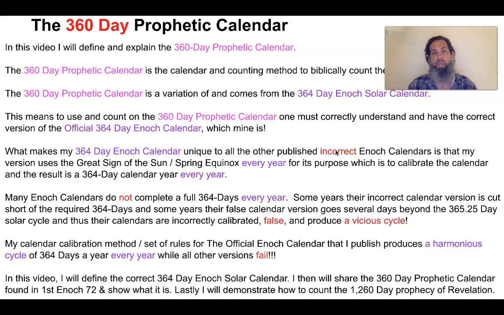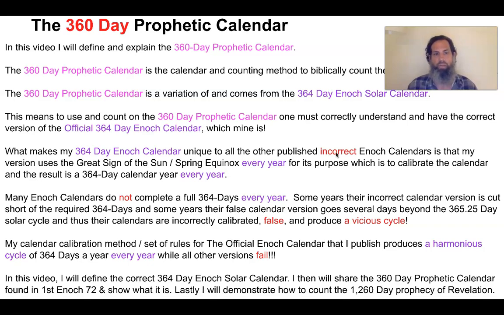And the purpose of the spring equinox is to calibrate that new calendar year, and the result is a 364-day calendar year every year upon the spring equinox. Many Enoch calendars do not complete a full 364 days every year. Some years, their incorrect calendar version is cut short of the required 364 days, and then other years, their false calendar version goes several days beyond the 365.25-day solar cycle. And thus, their calendars are incorrectly calibrated, false, and produce a vicious cycle.